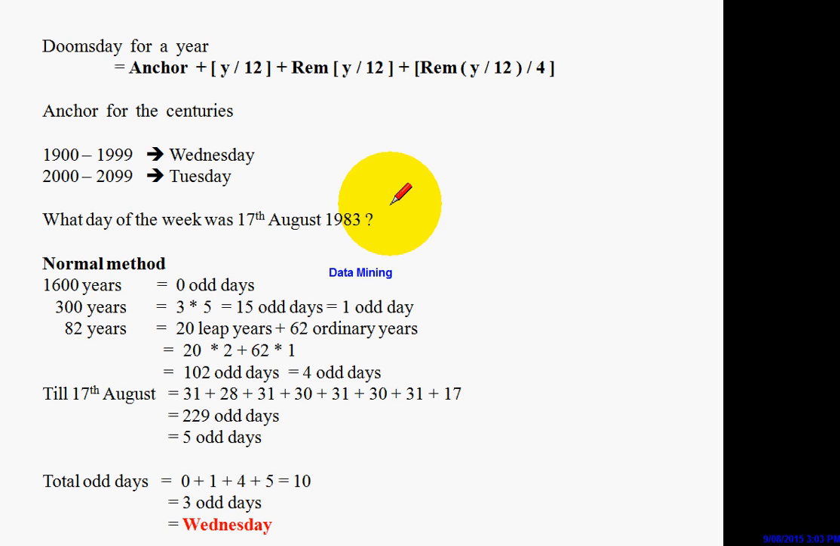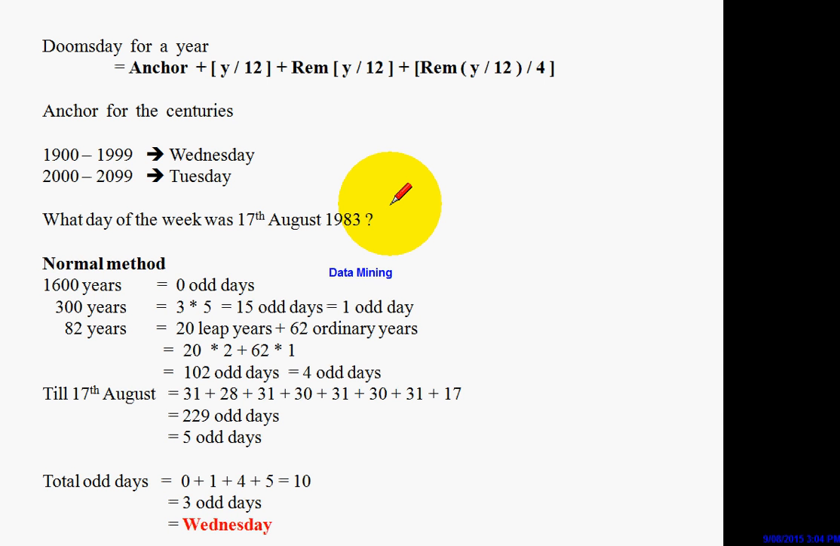And if the year is after 2000, like 2010, 2012 or 2017, then from 2000 to 2099, if the year lies in this range, the anchor you have to substitute is Tuesday. I think these two are good enough to solve the problems because they will ask merely in these ranges. So for the 19th century, the anchor is Wednesday. In the 20th century, the anchor is Tuesday. Try to remember these anchors because they are substituted in the formula.